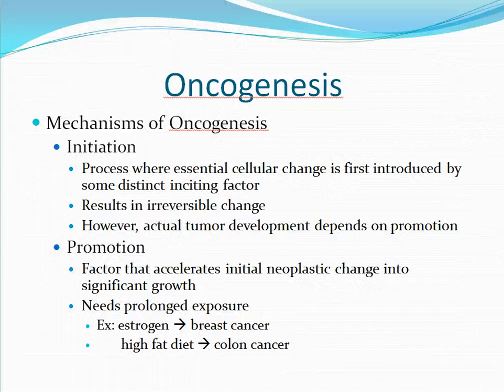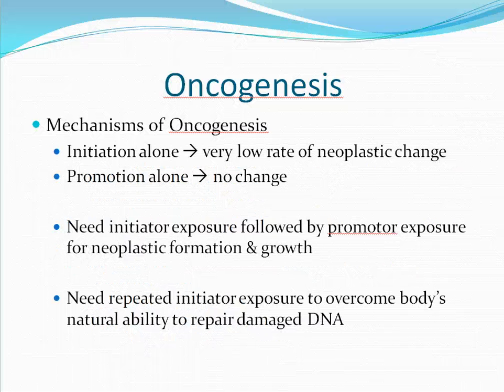One also needs prolonged exposure to this promoter. Examples of promoters would be hormones such as estrogen, leading to an increased risk of breast cancer, and a high-fat diet can lead to an increased risk of colon cancer. Now, the mechanisms, how it happens: if you are exposed to the initiator alone, you will see a very low rate of neoplastic change. If you are exposed to the promoter alone, there will be no change at all. You need initiator exposure followed by promoter exposure for neoplastic formation and growth. You also need repeated initiator exposure to overcome the body's natural ability to repair its damaged DNA.